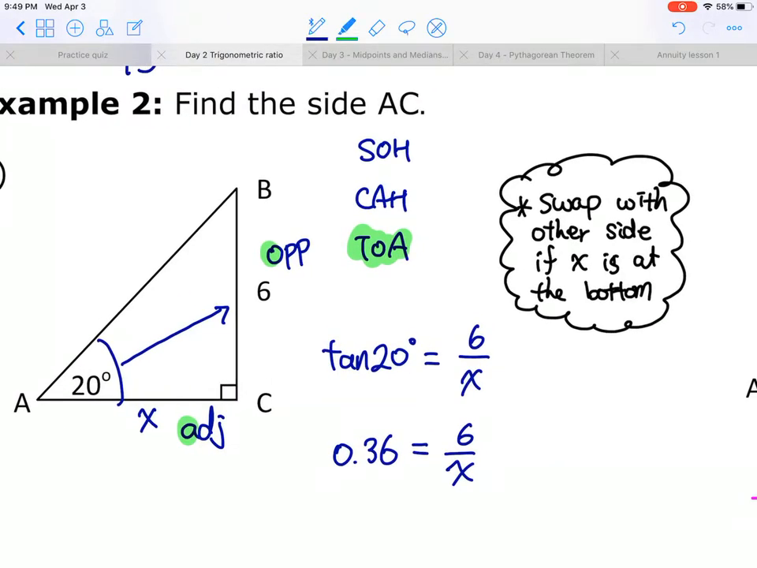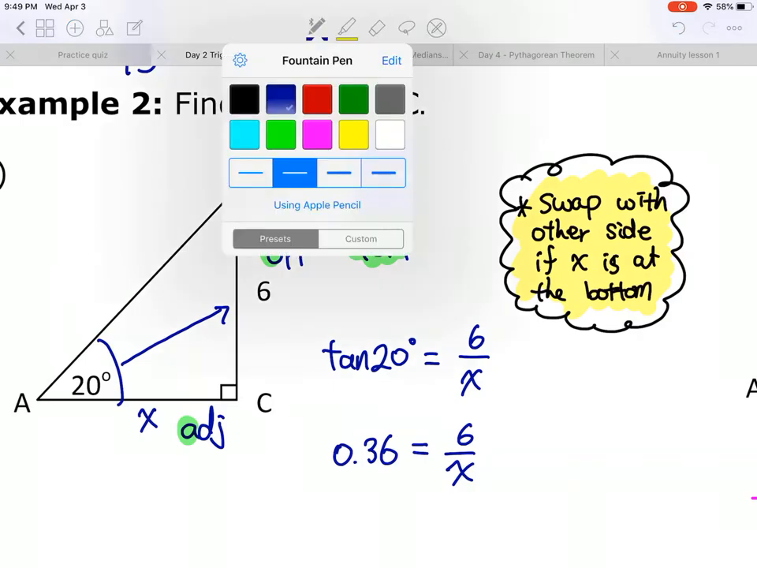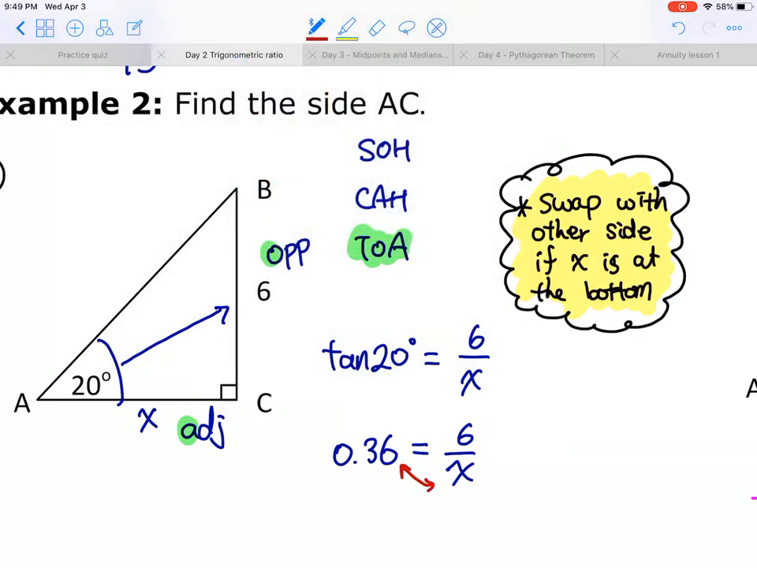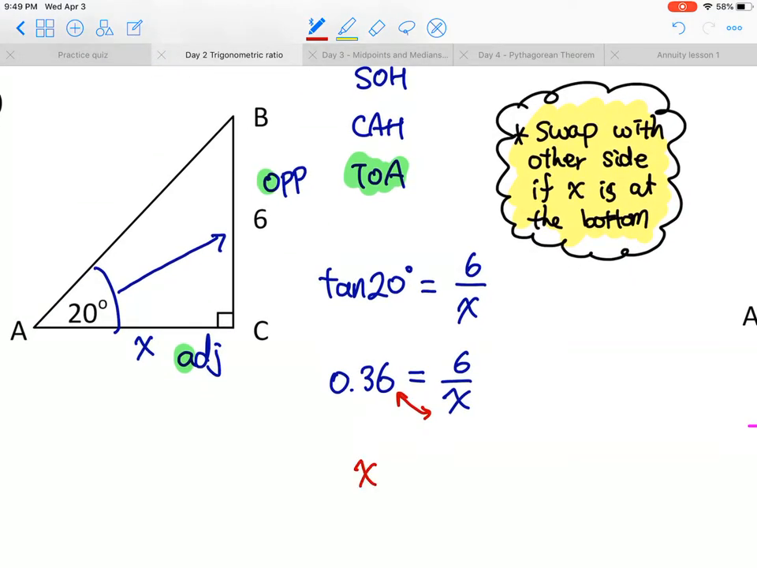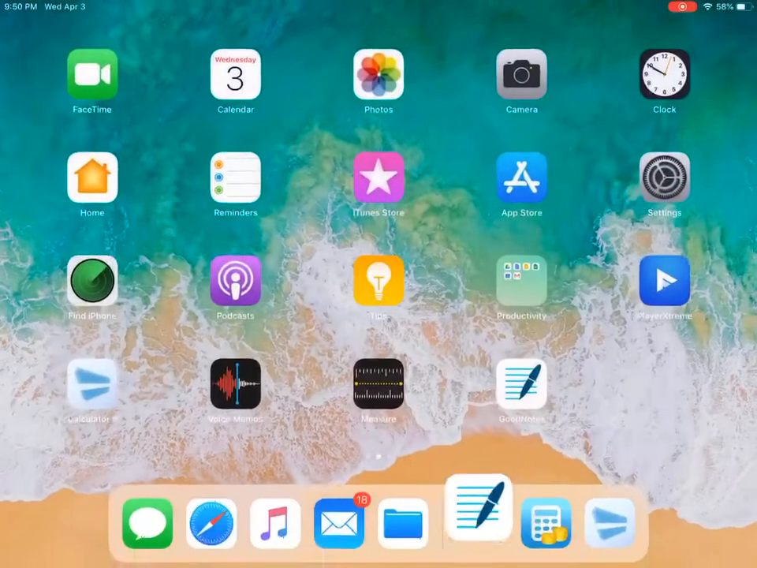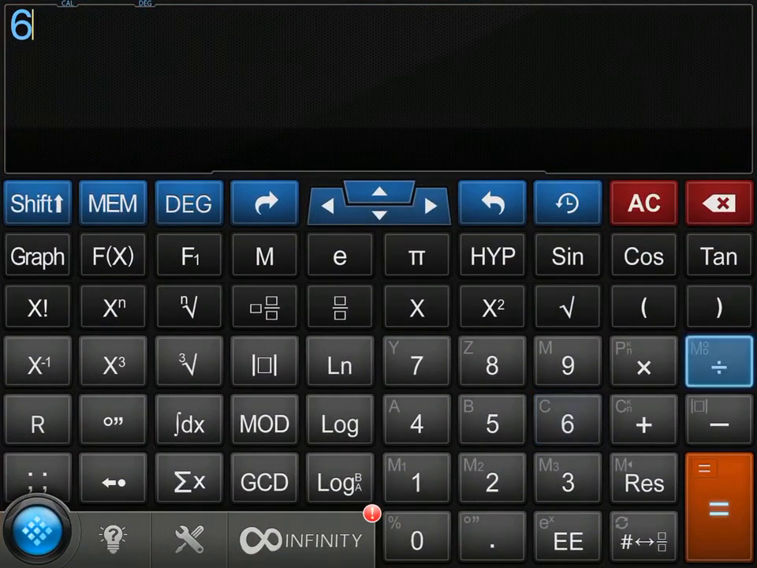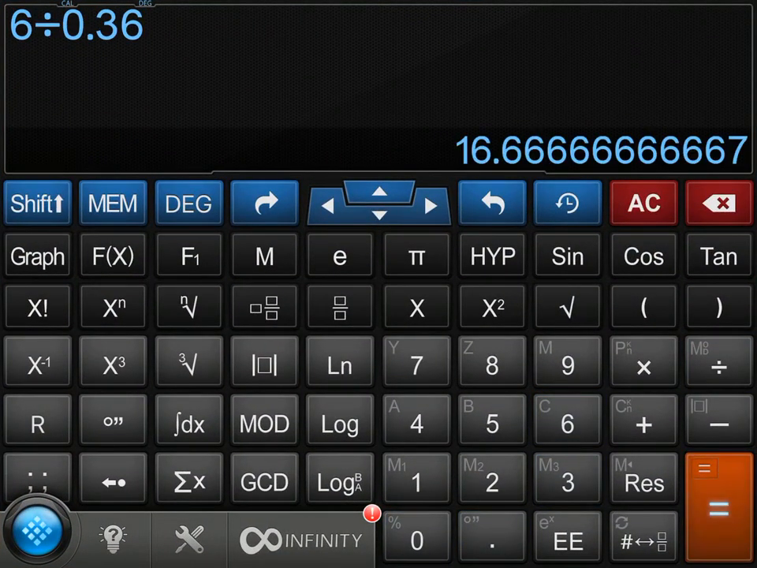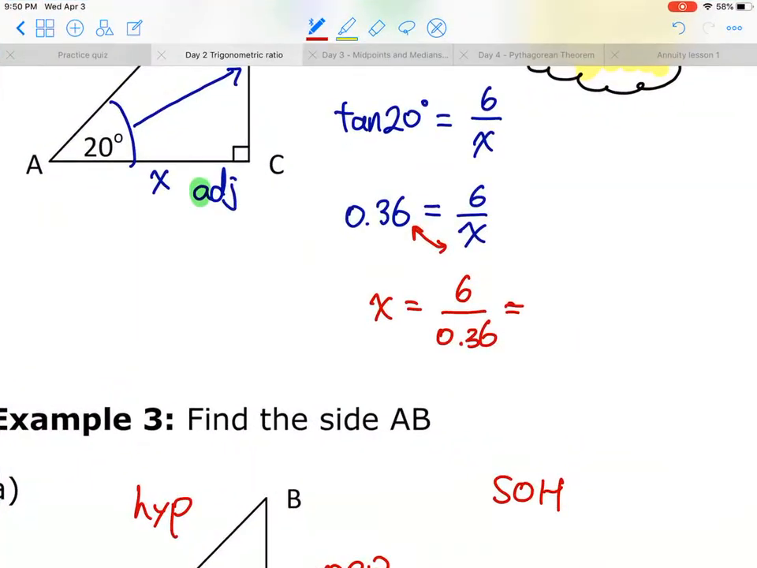Now, this is just a quick way of doing it. There's a logic behind it, but hopefully you can remember this. If you have the unknown at the bottom of a fraction, in the denominator, what you need to do is swap that variable with the other side. So this becomes X equals 6 over 0.36. Then using your calculator, that becomes 6 divided by 0.36, and that gives me 16.66, so I'm going to say 16.67. So the side X is then 16.67.